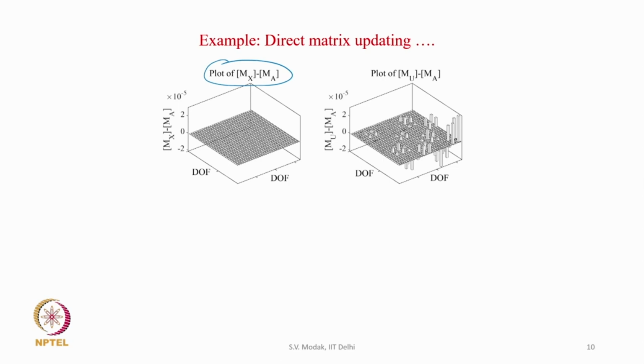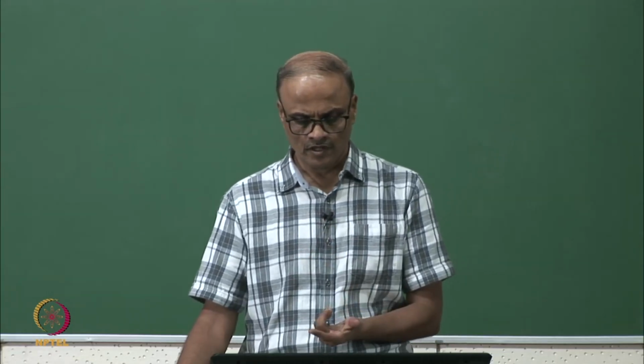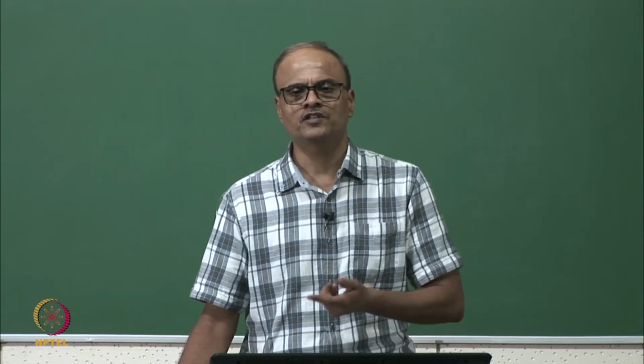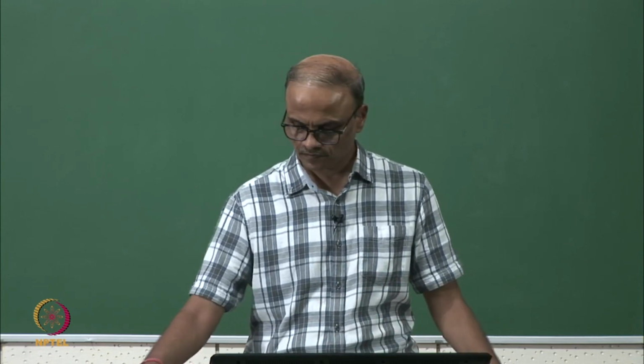However, updating has caused some change in the mass matrix, as shown by the plot on the right hand side, which is a 3D plot of Mu minus Ma, the difference of the updated mass matrix and the initial FE model mass matrix. So, the difference represents the change in the mass matrix as a result of updating. When we compare these two plots, we see that the changes made are not consistent with the initial error in the mass matrix.